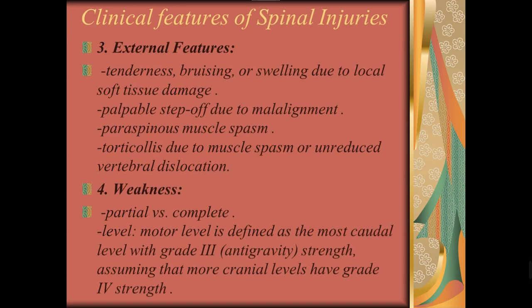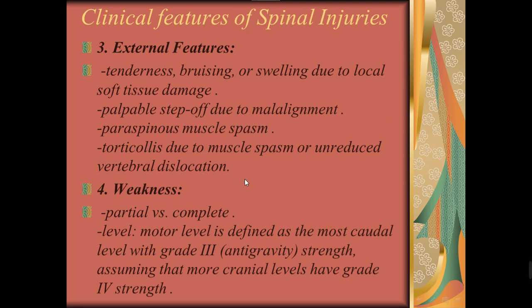Regarding external features of spinal injuries, on local examination there will be tenderness, bruising, or swelling due to local soft tissue damage, and a palpable step-off due to malalignment, for example dislocation. Paraspinal muscle spasm is quite apparent. Torticollis may occur due to muscle spasm or unreduced vertebral dislocations.